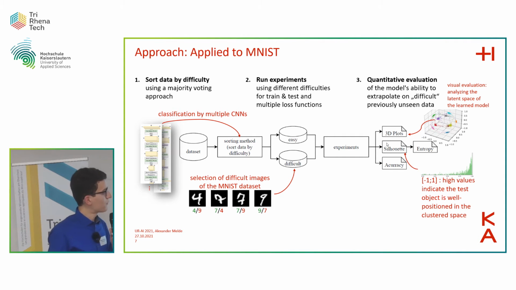To not only see it visually, we did some more steps, and we are using the silhouette value, which is an indicator of how well the object is positioned in the clustered space. This ranges between -1 and 1, and a higher value means the object is better positioned.